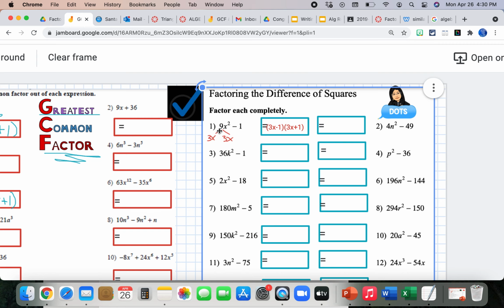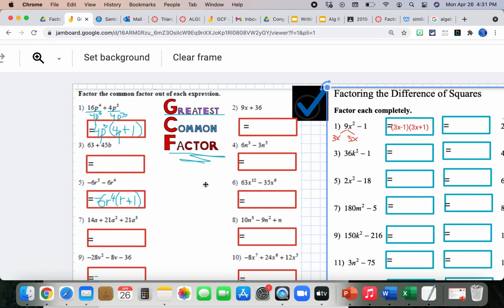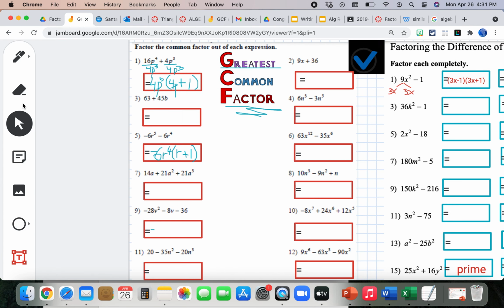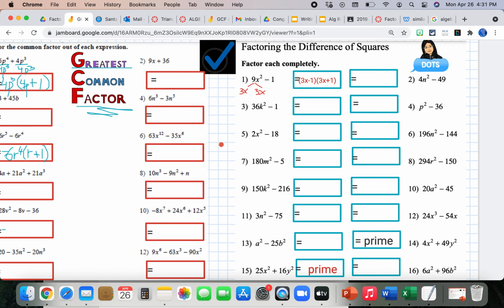3x times 3x, 3x squared. Negative 1 times positive 1, we get negative 1. And then the middle term is going to be negative 3x and positive 3x. The middle terms cancel out each other. That's how you can check your answers and make sure it's correct. Let's do a few more questions.